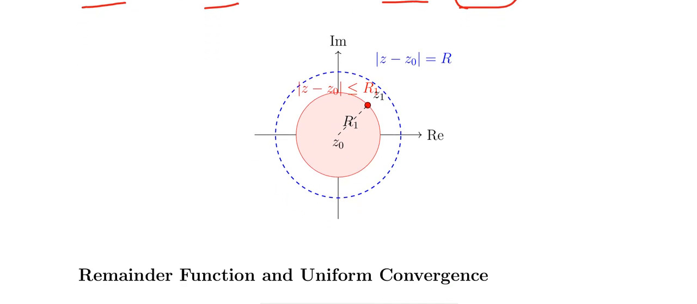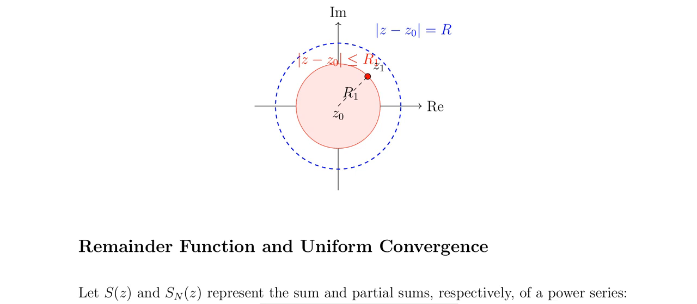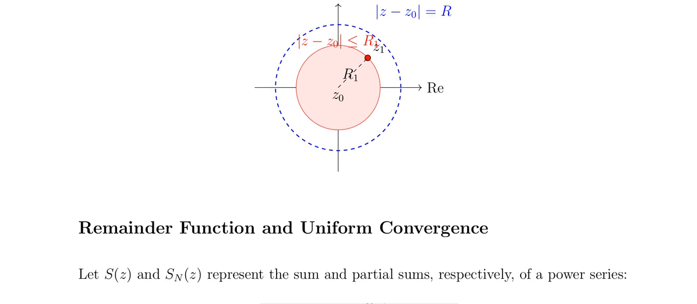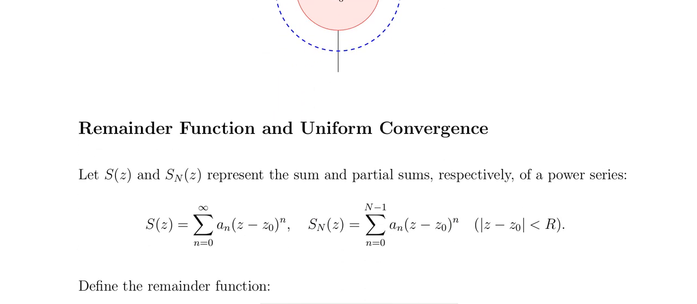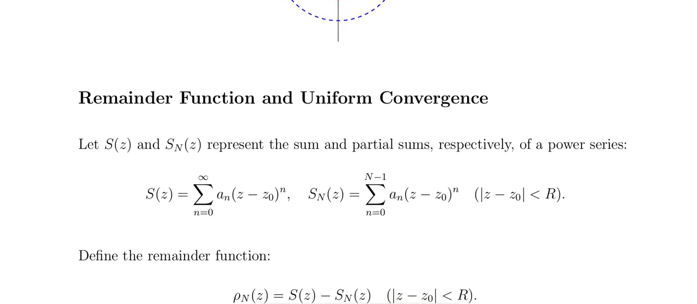This is the center and radius r1, and mod of z minus z0 equal to r. This is the r1. This is the r. Radius is r. The shaded region, this is called the convergent region.